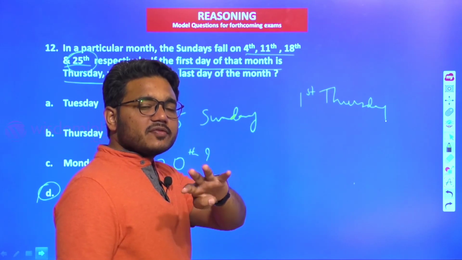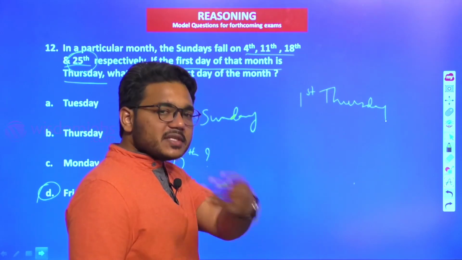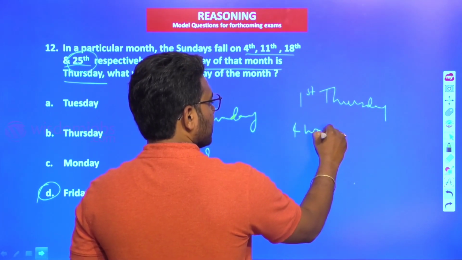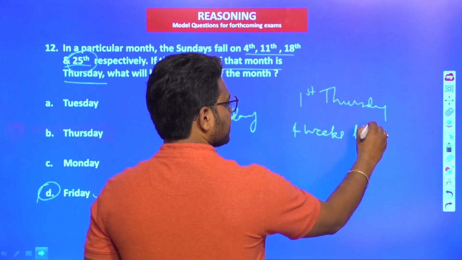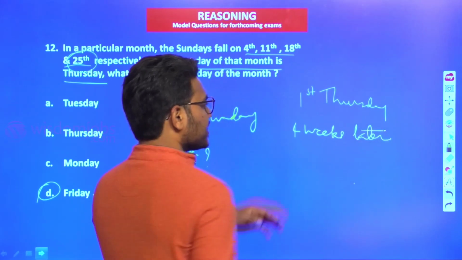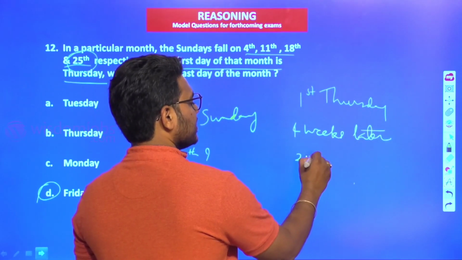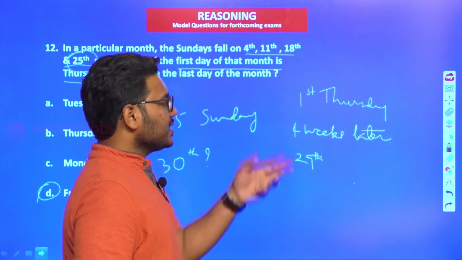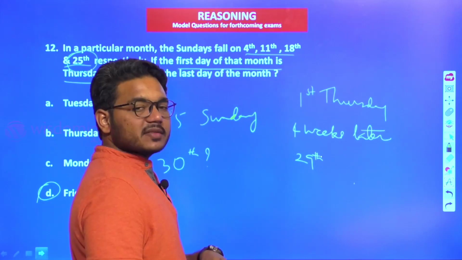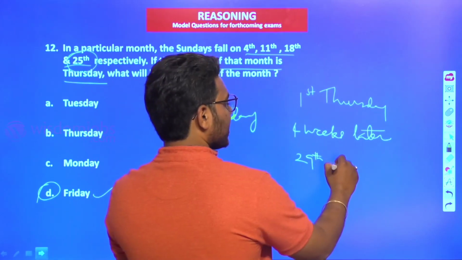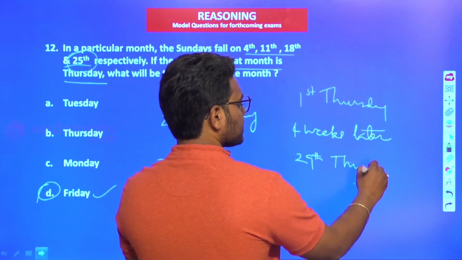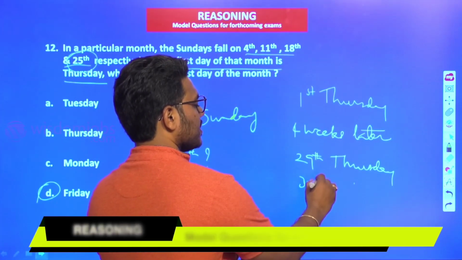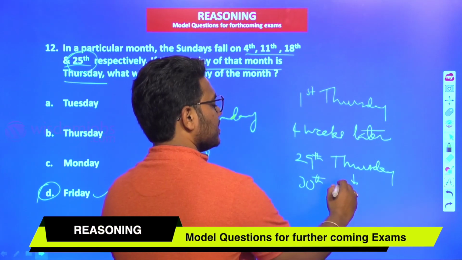So after finishing 4 weeks, what will be the date? 29th. The 29th will be again, that is 1 plus 28, 4 weeks. The 29th will be again Thursday. So what will be the 30th day? Obviously Friday.